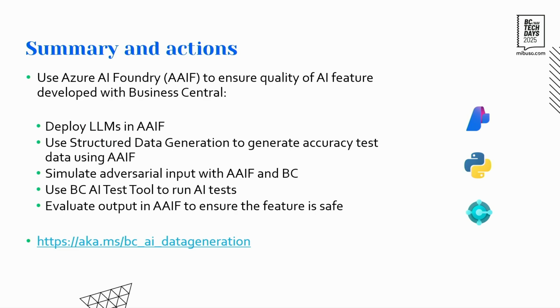That's what we had. So in summary, the message is that it's important to ensure the quality of AI features. We don't want to sell Chevys for $1, and there are at least two aspects to that. One is accuracy, which can be measured in many different ways. The other aspect is safety, or freedom from harm.